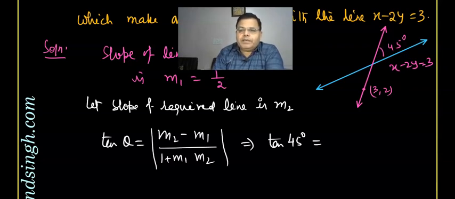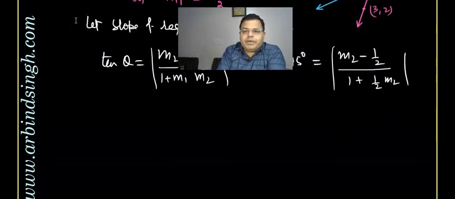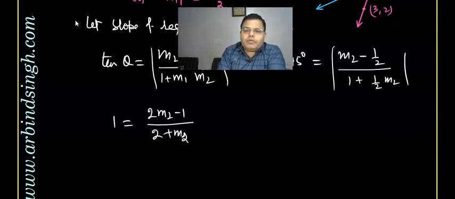M2 minus m1. That is, m2 we do not know, m1 is 1 by 2, upon 1 plus 1 by 2 m2. Right? Tan 45 is nothing else but 1. So if you simplify this, 1 is equal to (2 m2 minus 1) upon (2 plus m2). This is what will come.